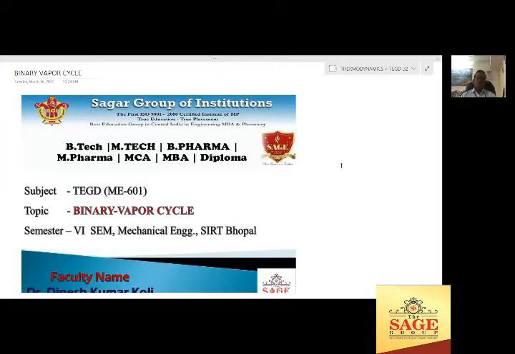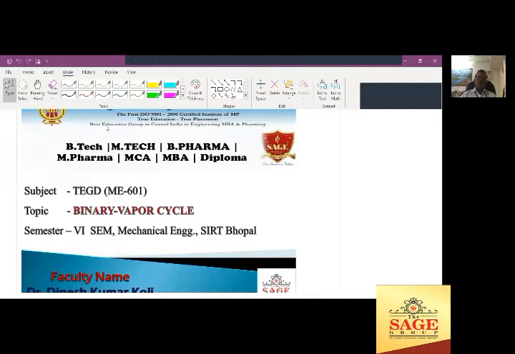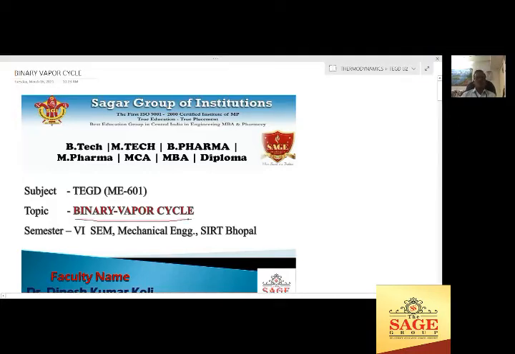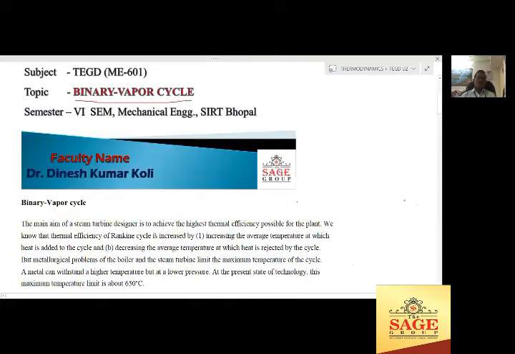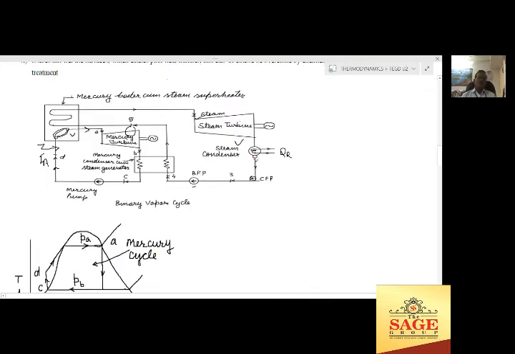Good morning students, in this lecture we will discuss the efficiency of the binary vapor cycle and its representation on the TS diagram. In our previous lecture we discussed the binary vapor cycle, the advantages of using mercury as the working fluid, the disadvantages, and the schematic diagram of the binary vapor cycle. So, just reviewing it, we can see here.